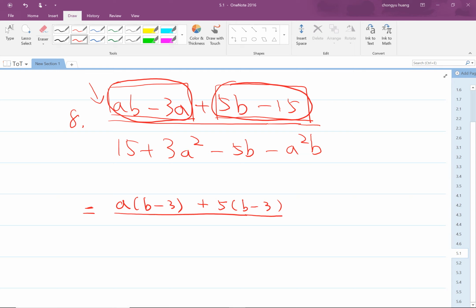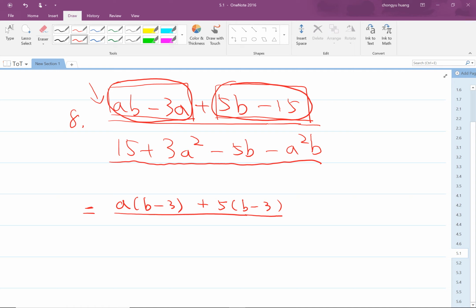Now things make sense. Before we go any further, let's focus on the denominator first. Now we are trying to factor out the denominator.